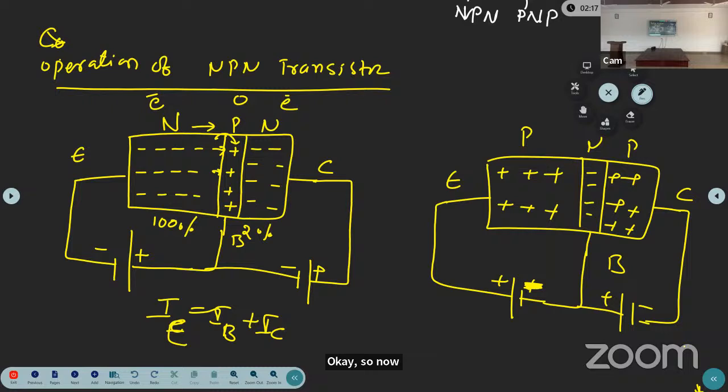Okay, so now the transistor will operate. The current moves from one region to another, transferring from high resistance to low. So that is called the transistor. This is the working operation of the transistor. Note the diagram. Both the NPN and PNP transistors connect the battery.